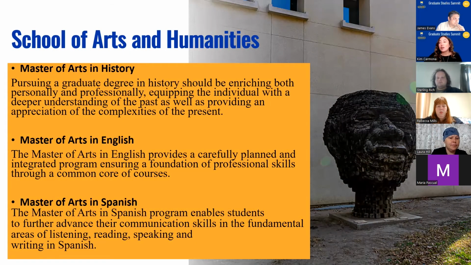So under the School of Arts and Humanities, School of A and H, we have 3 different master's programs. Our Master of Arts in History, and this program should be enriching both personally and professionally, equipping the individual with a deeper understanding of the past, as well as providing an appreciation of the complexities of the present. Another master's program that we offer in the school is our Master of Arts in English, and this program provides a carefully planned and integrated program ensuring a foundation of professional skills through a common core of courses. Then we have our Master of Arts in Spanish, and this program enables students to further advance their communication skills in the fundamental areas of listening, reading, speaking, and writing.